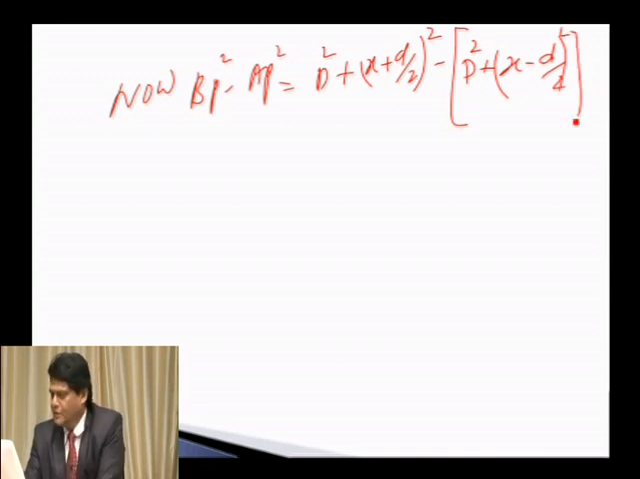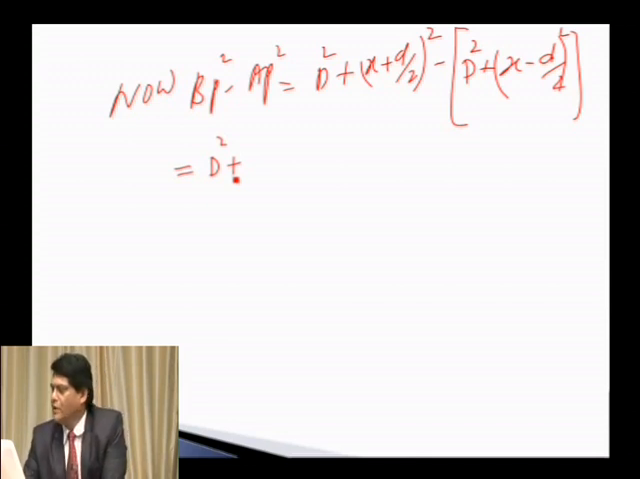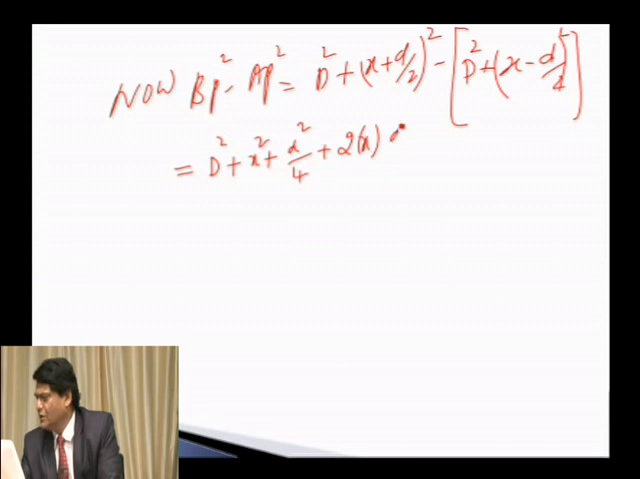Then if you simplify this, it can be written as D square as it is. Now, if you apply the a plus b whole square formula, that is a square plus b square plus 2ab, I get here X square, that is a square, plus b square, that is D by 2 whole square, which is D square divided by 4, plus 2ab, that is 2X into D divided by 2. Then keep the minus as it is.